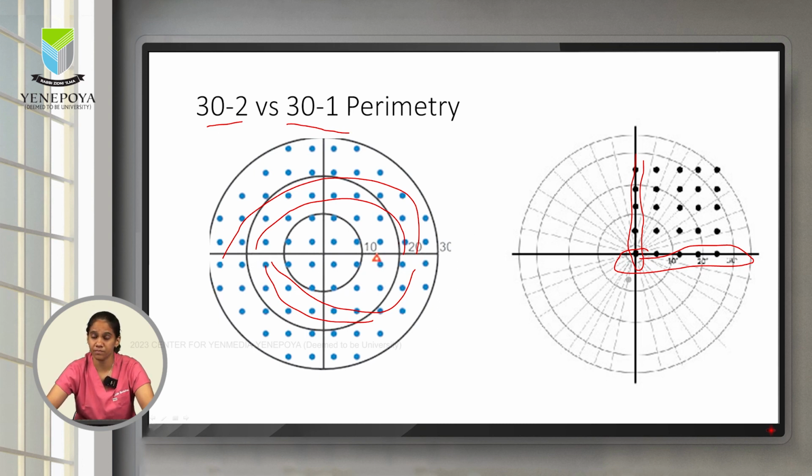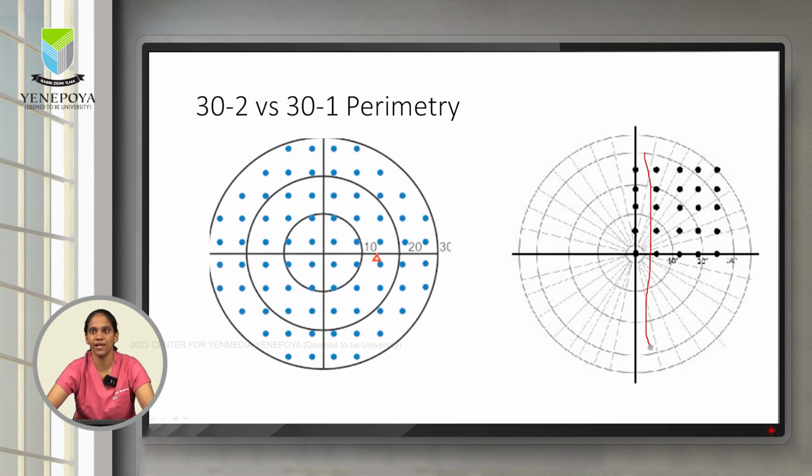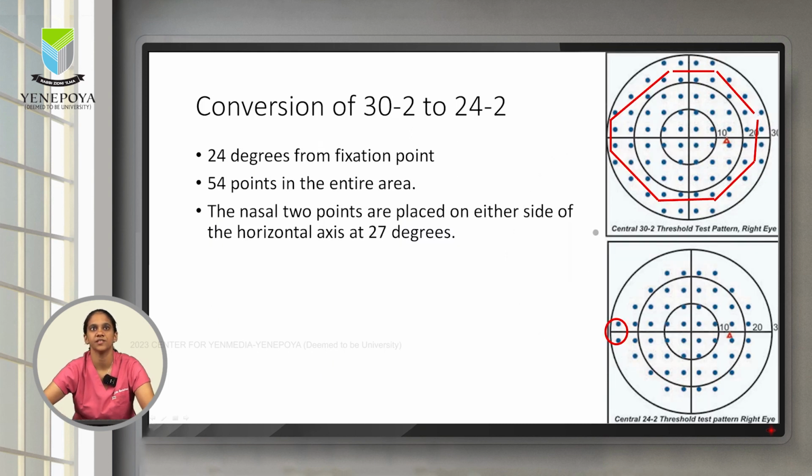But in neurological defects, the neurological defects will respect your vertical meridian. How so? You know how bitemporal hemianopia occurs? It occurs like this. You don't see a bitemporal hemianopia looking like this, right? You always see it in one quadrant, in one hemisphere, that is, it will respect your vertical axis. But in glaucoma, consider, for example, an arcuate scotoma. It's going to look something like this, right? You won't see an arcuate scotoma that is respecting your vertical meridian. Okay, so that is what I am saying here.